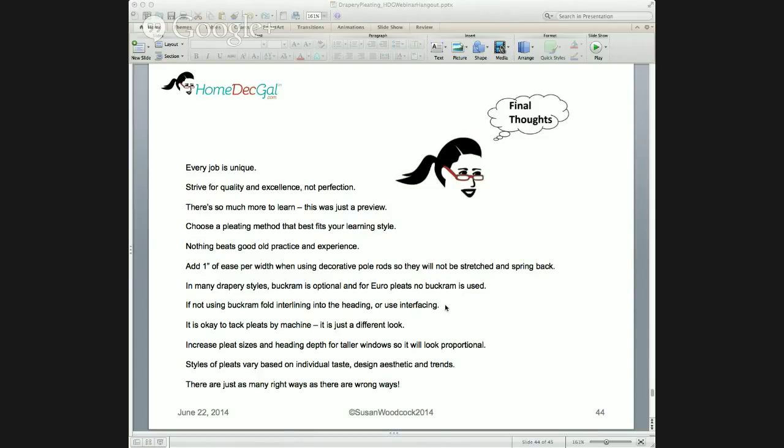And finally, there are just as many right ways as there are wrong ways. I've said it. I'd like to have a nickel for every time I've said there are at least 3 right ways for everything we do in the workroom. So don't get stuck on I have to pleat this way because I learned it in a book, or I have to pleat this way because Susan said so. Combine everything you learn to create a fabrication style that fits you and your experience, your equipment and tools.